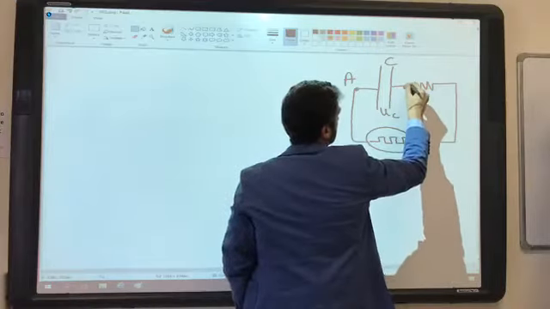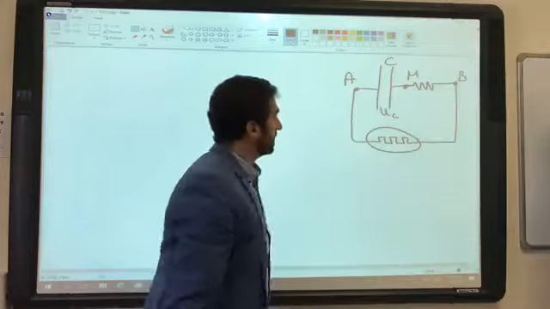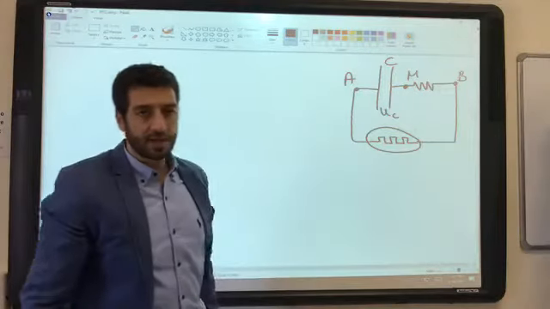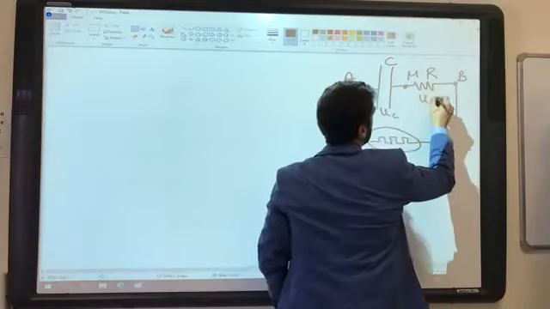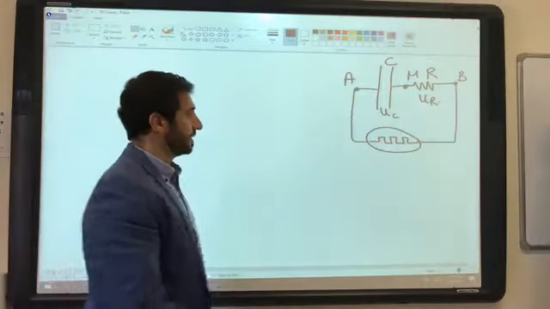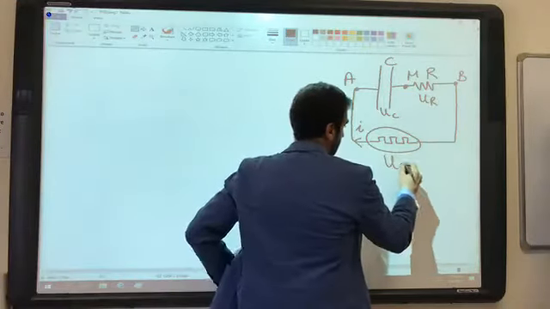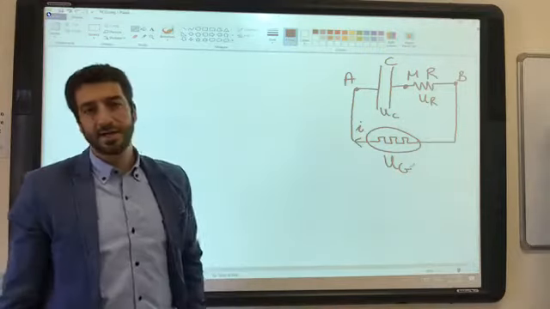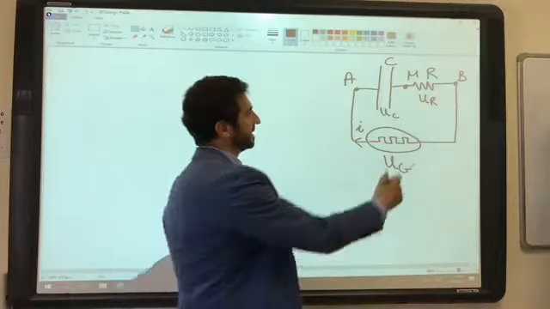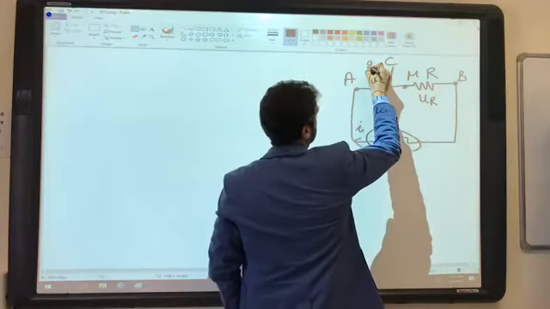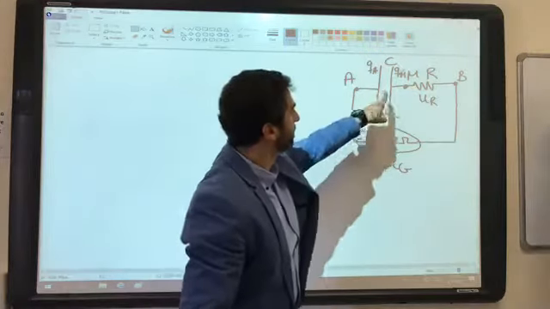That's point A, that's point M, and that's point B. We have a capacitance with a voltage of the capacitor U of C, and we have a resistance, and U of R is the voltage of the resistance. However, the current is going in this direction of a square signal U of G. Whenever we want to study this, we study it like this: this is Q of A and Q of M, from point M and from point A.